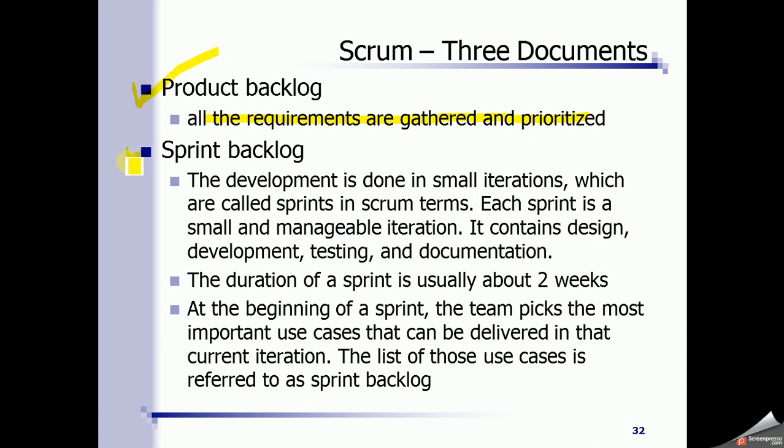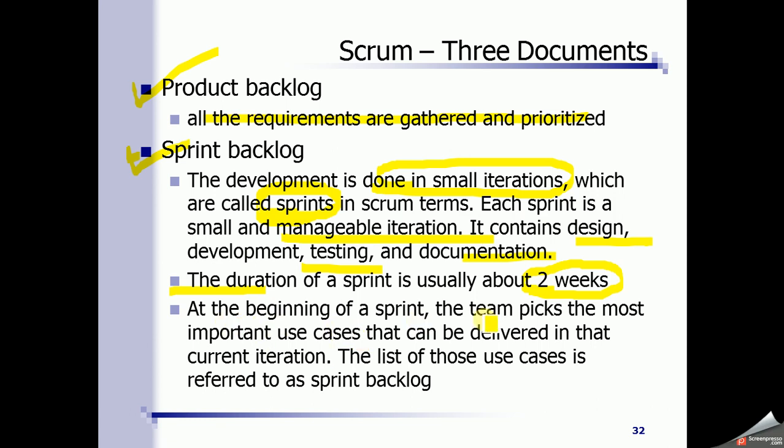Sprint backlog, as is the case in all agile development techniques, the development is done in small iterations which are called sprints. So these iterations are called sprints in this methodology. Each sprint is a small and manageable iteration. It contains design, development, testing, and documentation. And the duration of every sprint is very short, let's say about 2 weeks.